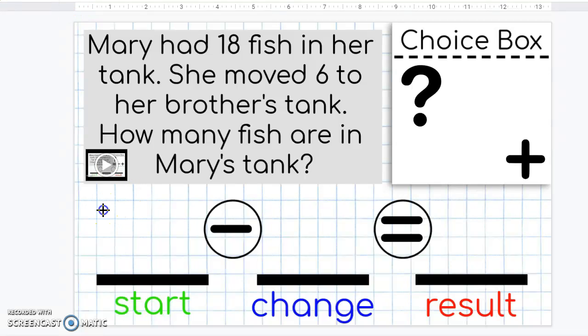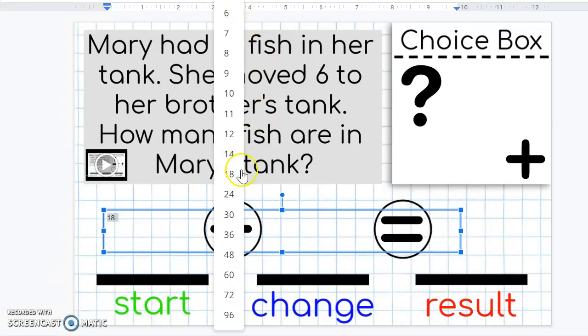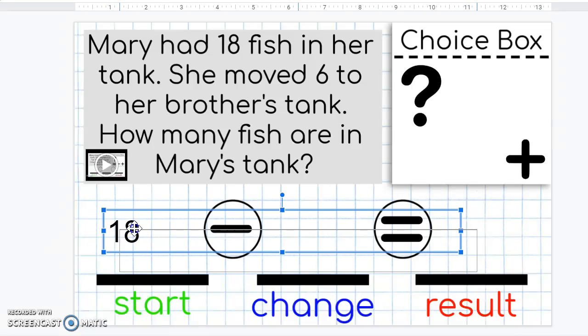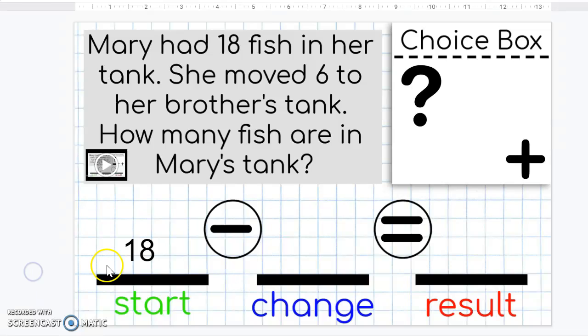So if I was a kid, I would go ahead and put 18 on that line. I'm going to make that a little bit bigger for you so you can actually see what I'm doing here. So 18 on that line. So Mary had 18 fish in her tank. That is my start number.